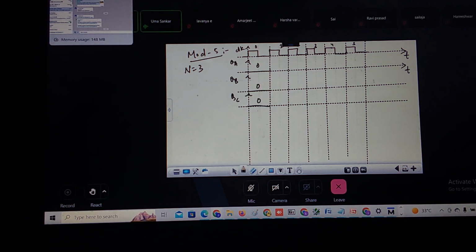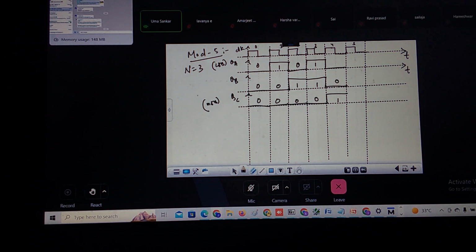0, 0, 0. In the next clock, this becomes 1. This is my LSB flip-flop. This is my MSB flip-flop. 0, 0, 0. Then 0, 0, 1. Again 0, 1, 0. Then 0, 1, 1. Next clock cycle, this is 1, 0, 0.